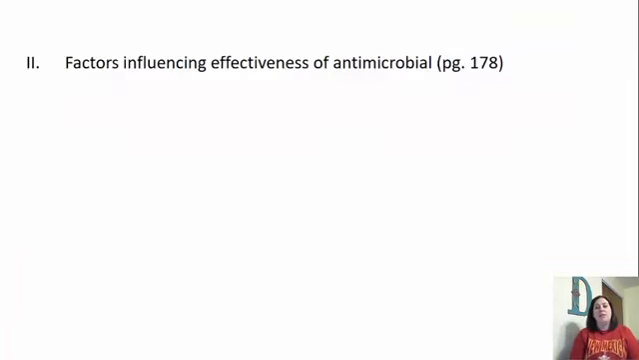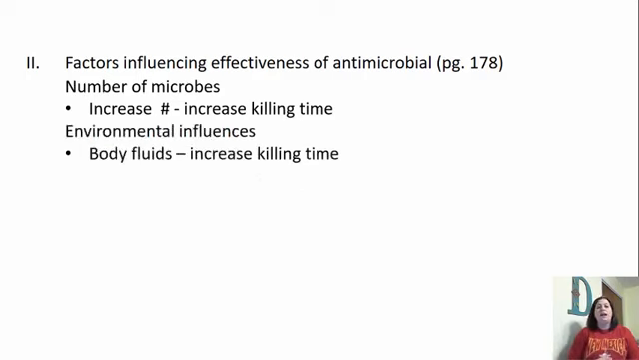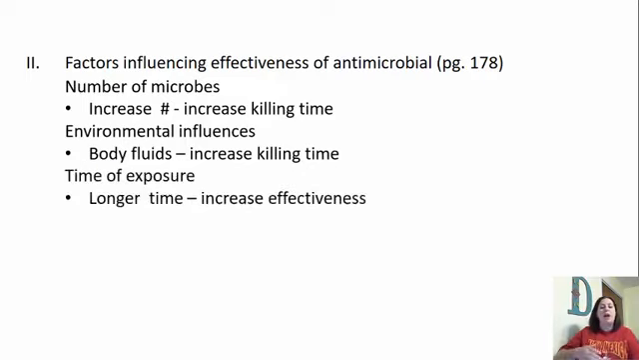There are some factors that influence the effectiveness of an antimicrobial, something that works against microbes. First, we have to know the number of microbes. The greater number of microbes, we have to increase the killing time. And so because of that, you'll have to increase the amount of time that chemical or that heat or whatever it is that you're using is in contact with those microbes. Another thing are some environmental influences, the idea that it's in body fluids. If it's found in body fluids, you also need to increase the killing time. Time of the exposure, the longer time that you expose it to, the increase of its effectiveness.